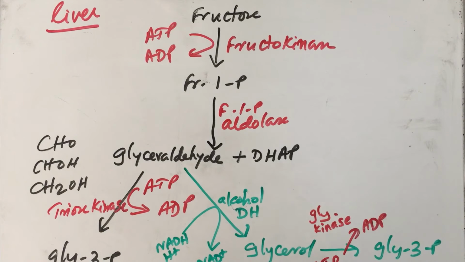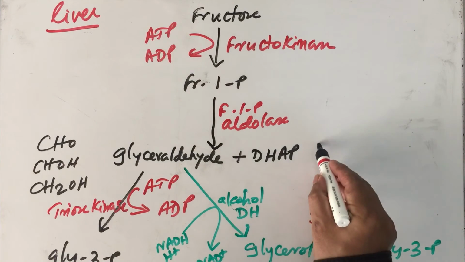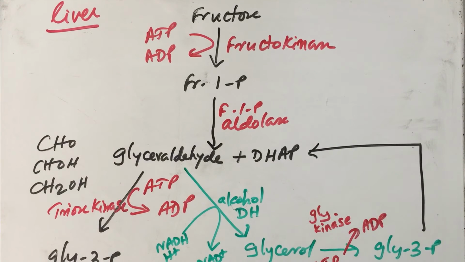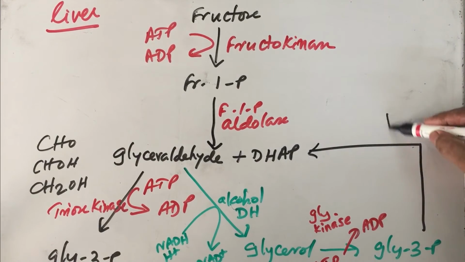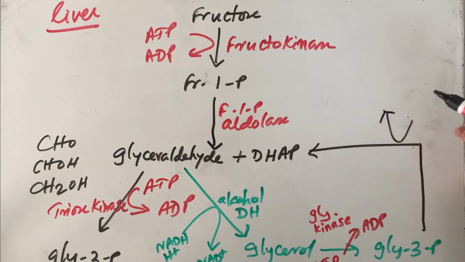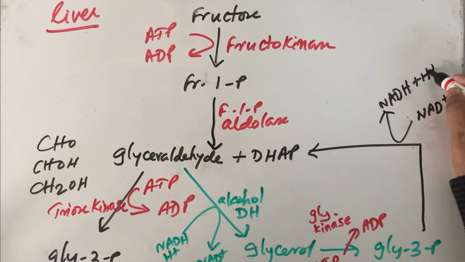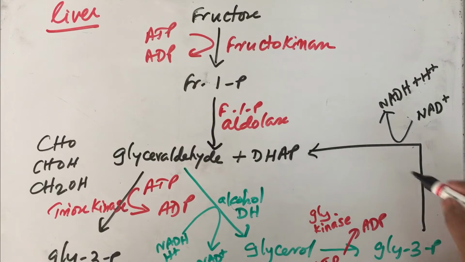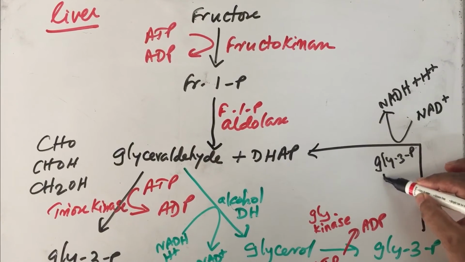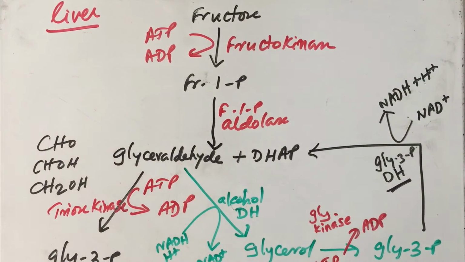Once you have glycerol 3-phosphate, look at the structure of glycerol 3-phosphate. Glycerol 3-phosphate is very easy to be converted to dihydroxyacetone phosphate. Okay, so therefore it's a matter of just removing 2 hydrogens, and those 2 hydrogens are removed by NAD plus, which becomes NADH plus H plus. The name of the enzyme is glycerol 3-phosphate dehydrogenase. So these are the steps by which fructose can enter into the mainstream glycolytic pathway in liver.